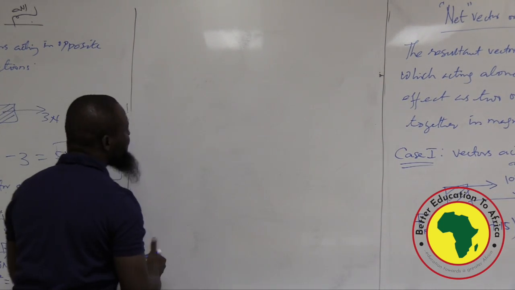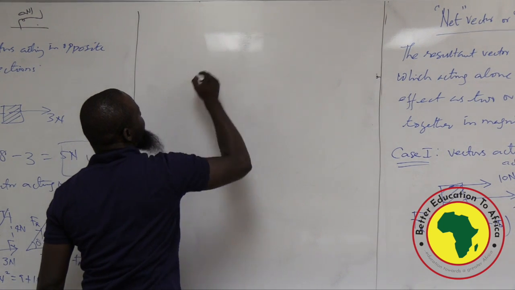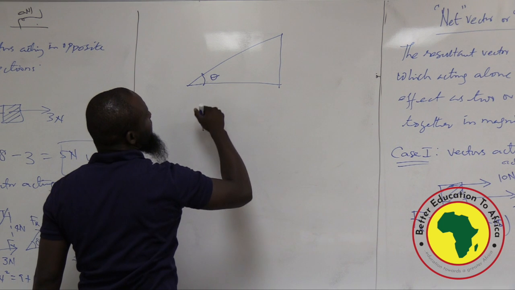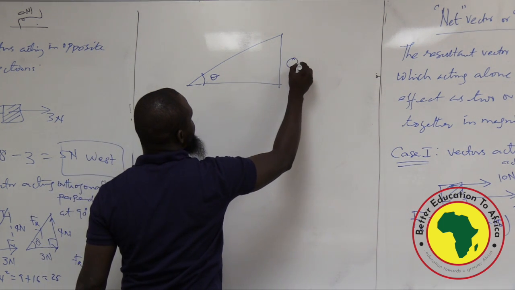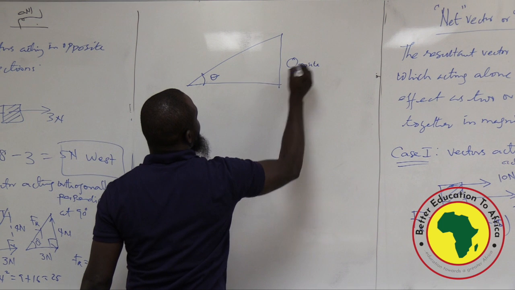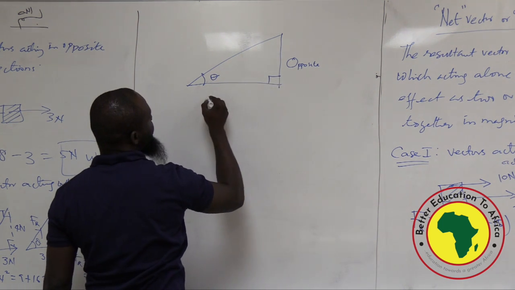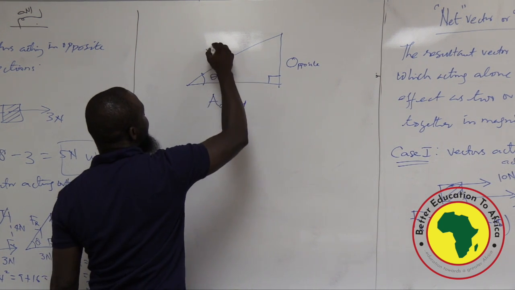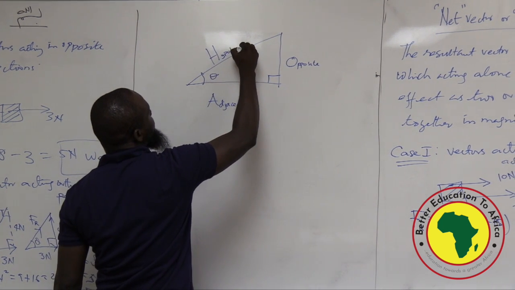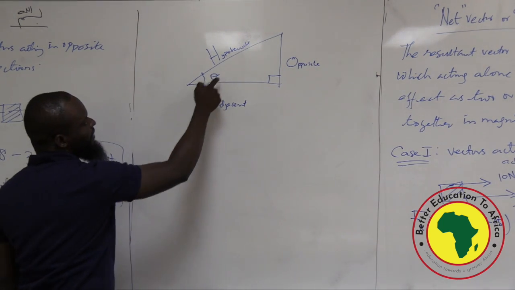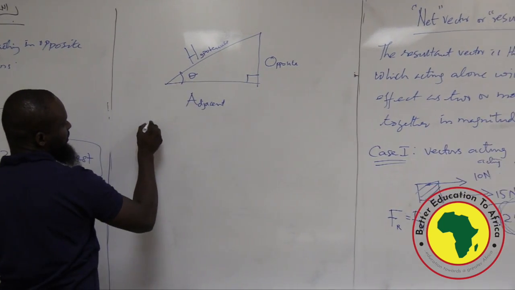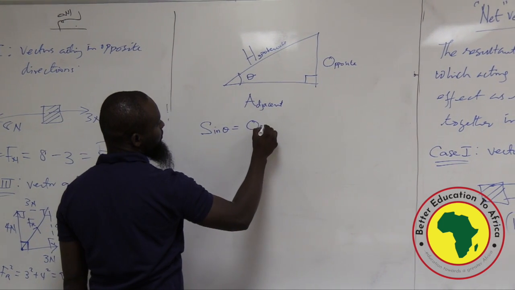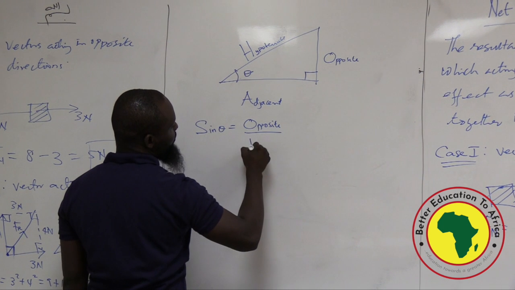So we say when we have a right angle triangle, I'm going to draw it very big. It's a right angle triangle, and I call this angle theta. The line facing the angle is called opposite, O. The line joining the angle to the 90 degree line, I call it adjacent, A. And the longest line I call hypotenuse, H. So if I want to get this angle theta, there are different ways. The first one is sine. Sine theta is opposite over hypotenuse.